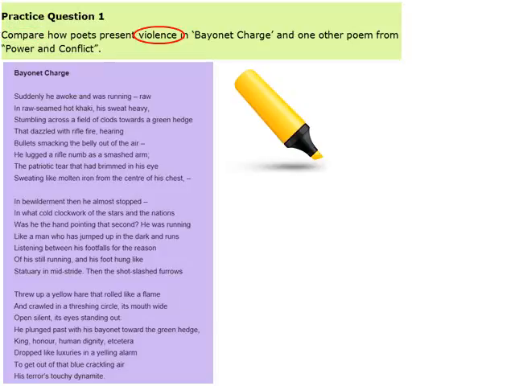Next, notice the theme word, which in this case is violence. The question does not ask us to write everything we know about Bayonet Charge and another poem. It asks us to explore violence in Bayonet Charge and another poem. Therefore, we need to think about our second poem in relation to that theme of violence.